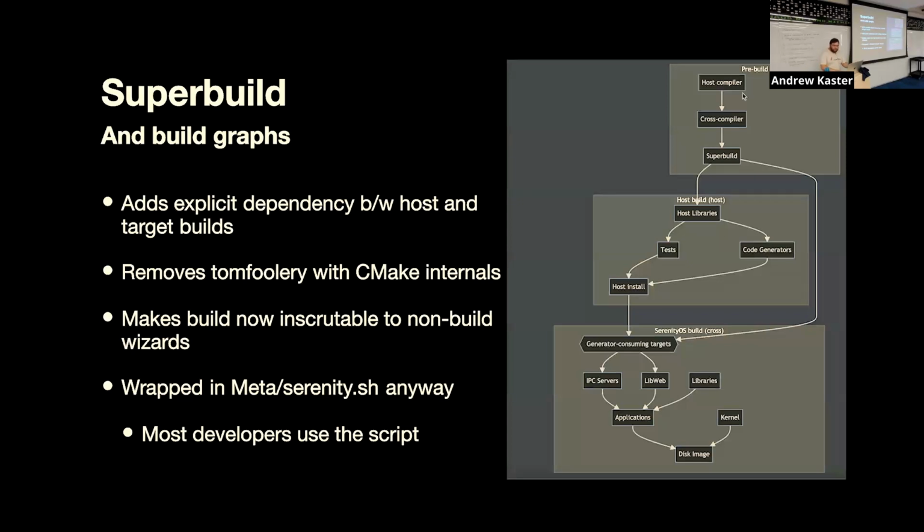But it ends up like this, where we've got our pre-build, which then builds a cross-compiler and invokes a super build. The super build creates 2 binary directories. We build the host, we install the host, then we start building the cross targets. Okay, so this is the state of the build for Serenity OS today. Hopefully it makes sense to at least some people in the room.